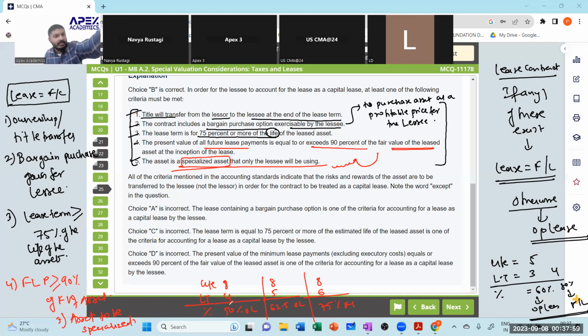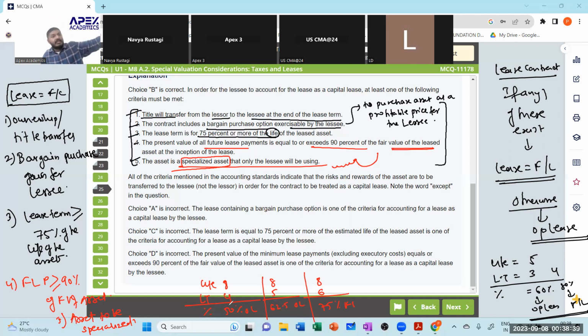Now everybody, ladies and gentlemen, I want you to recite the 5 points. What are the 5 points? Ownership and title has to be transferred. Come on, everyone, unmute. Second, bargain purchase gain for lessee. Lease term greater than or equal to 75% of the life of the asset. The future lease payment should be greater than or equal to 90% of the fair value of the asset. I have to explain this. And finally, asset should be specialized. Are we understanding this concept? Yes, sir.